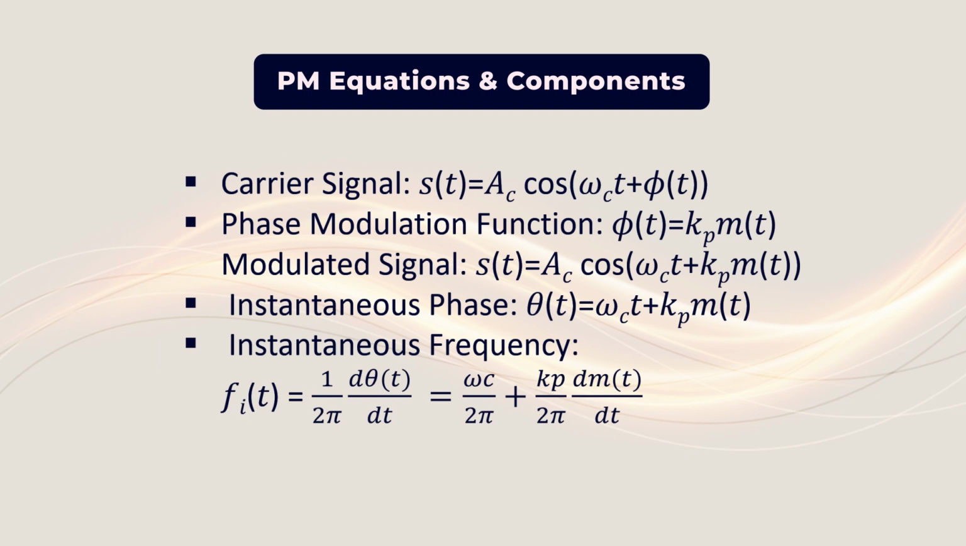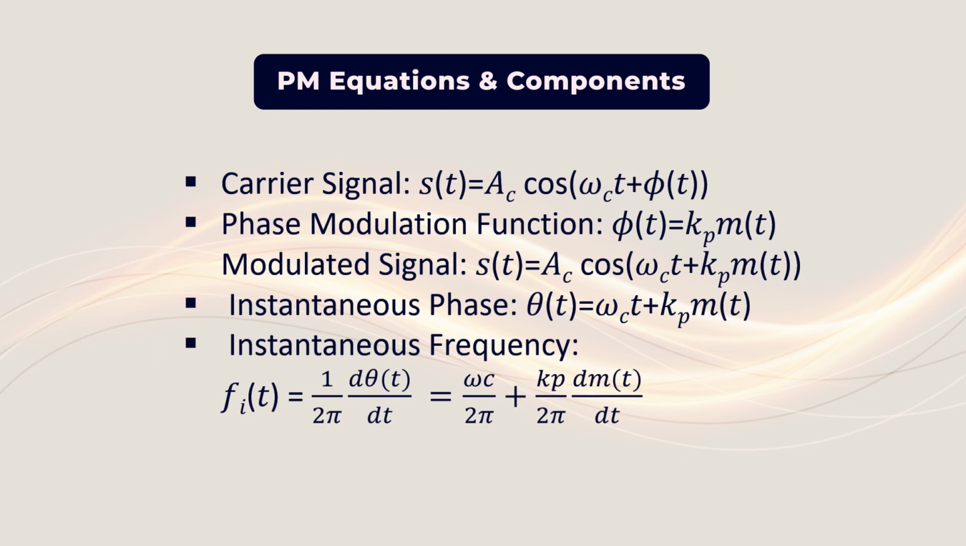Substituting φ(t) into the carrier signal equation, the phase modulated signal equation becomes s(t) = A_c cos(ω_c t + K_p m(t)). This equation illustrates how the phase of the carrier wave is altered by the amplitude of the message signal m(t). To gain a deeper understanding, it is important to consider the concepts of instantaneous phase and instantaneous frequency. The instantaneous phase θ(t) of the modulated signal is given by θ(t) = ω_c t + K_p m(t).